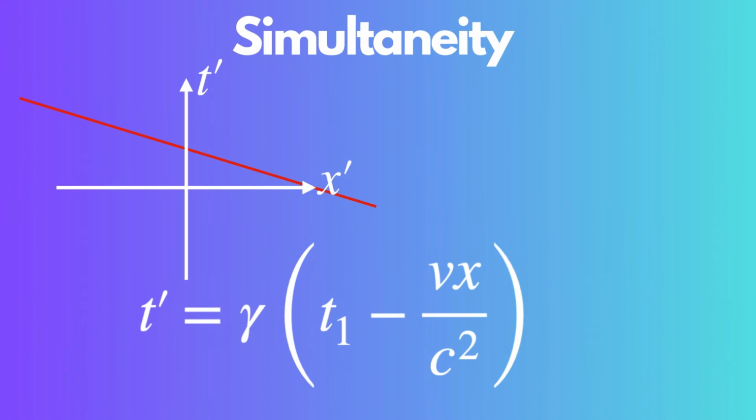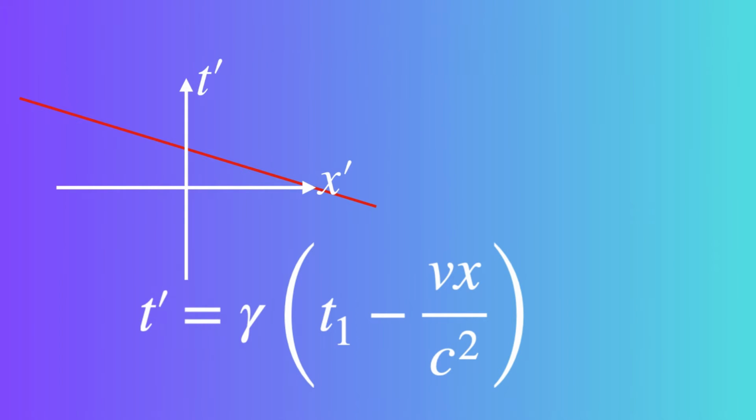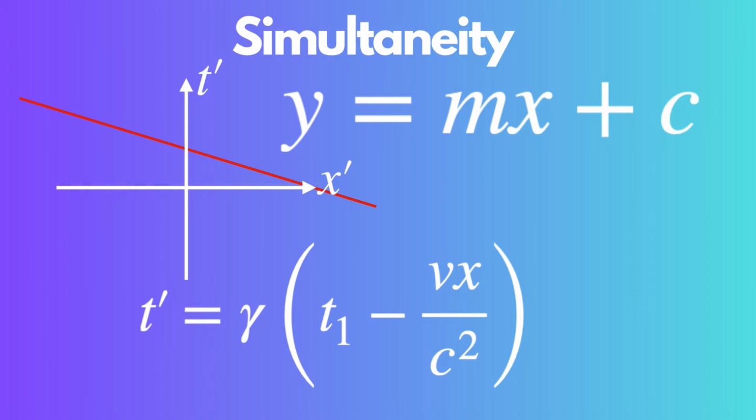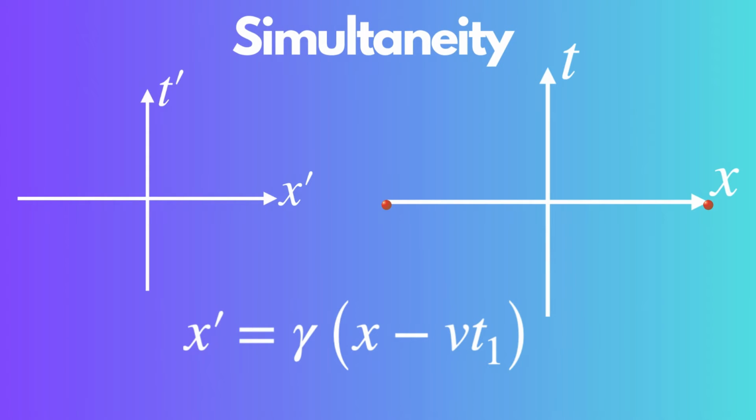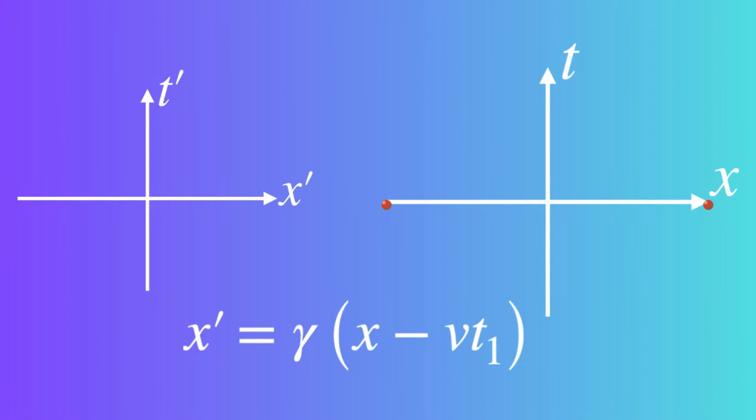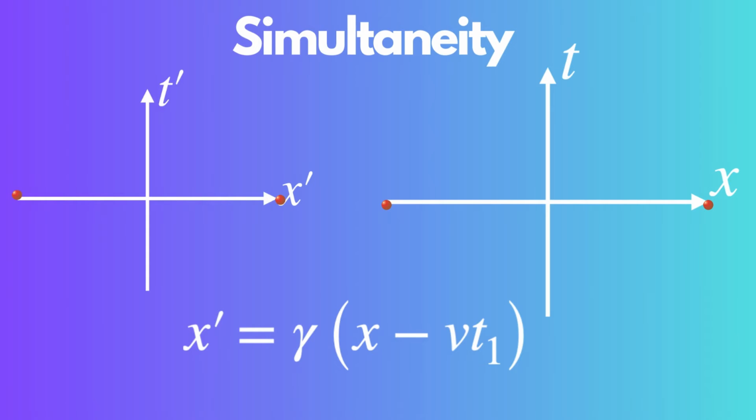Consider t' equals minus v x over c squared plus t1. We have one variable in x, and this is very similar to the equation y equals mx plus c for a straight line. Clearly the gradient is negative here, and it gets steeper when v becomes larger. Say x ranges from minus infinity to plus infinity. It's very clear that x prime, which is x minus vt, is also going to range from minus infinity to plus infinity.